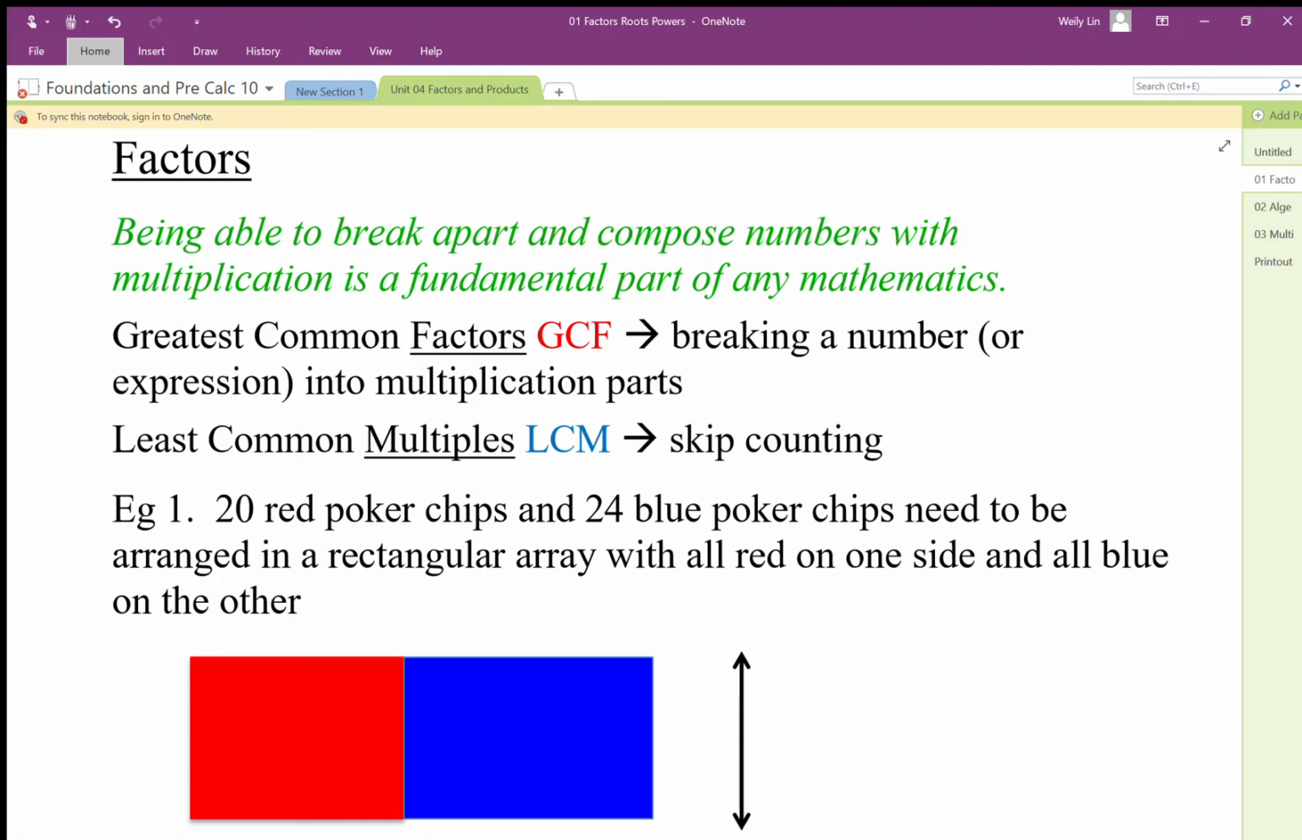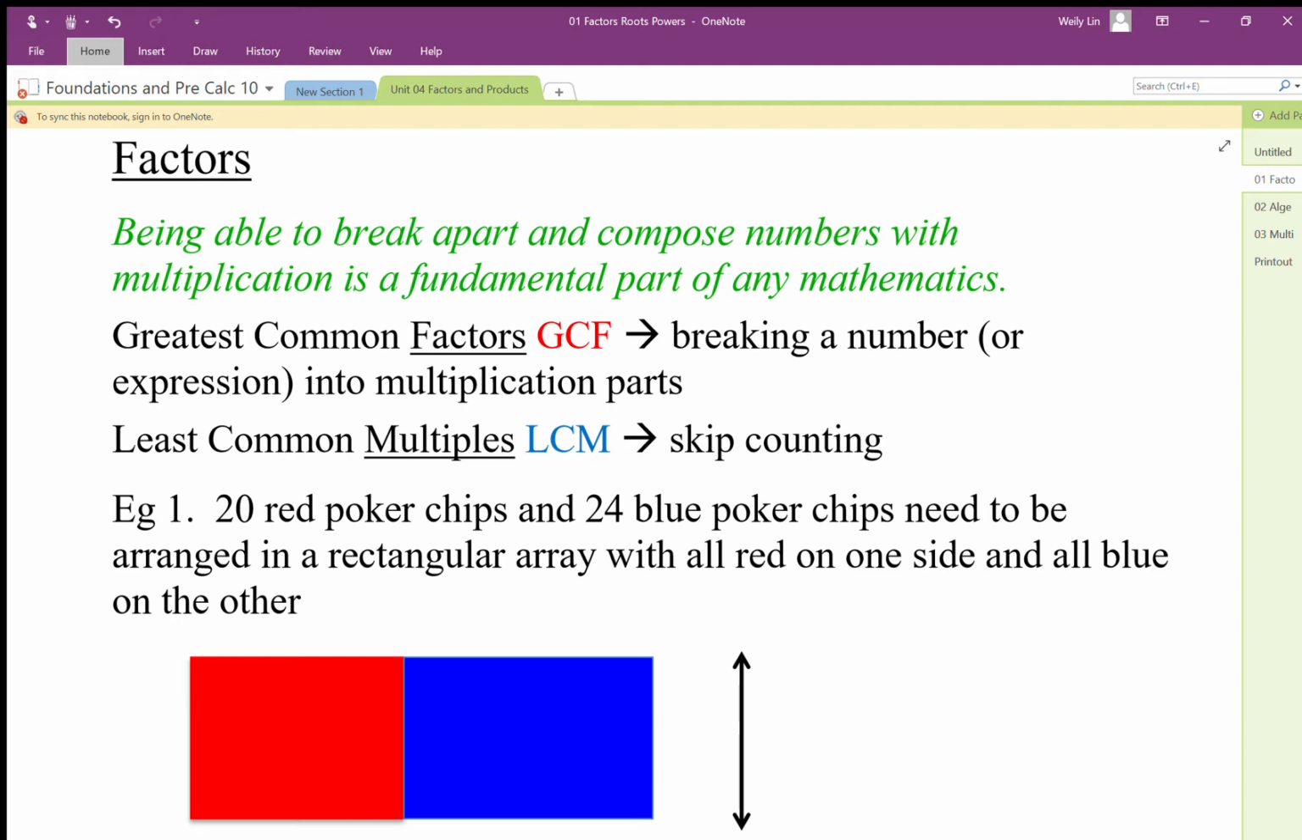We're going to look at factors, and factors are basically pieces that make up numbers through multiplication. It's really important to be able to break apart and put together numbers through multiplication, because this is how we deal with the algebra of numbers and how we deal with many operations, is understanding how we can break apart things into factors. So we're going to look at two different things.